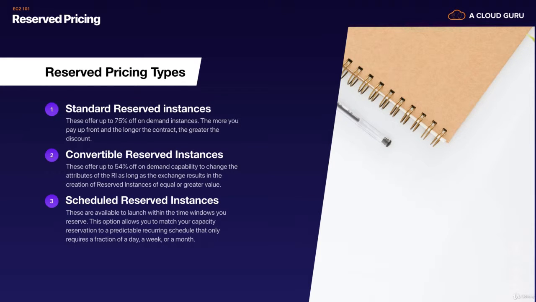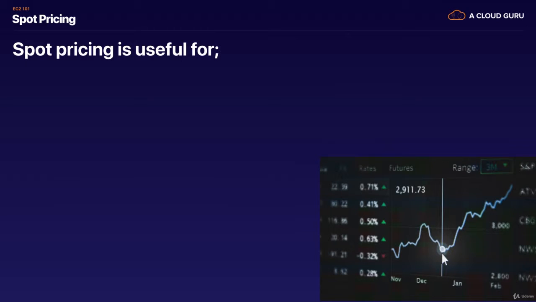We then have scheduled reserved instances, and these are available to launch within the time windows that you reserve. So maybe you run a school or something like that, and when everyone comes in at 9 o'clock and logs in, you need to scale for 2 hours while you do the login. So you can actually schedule having reserved instances to a specific time window. So those are the three different types of reserved pricing.